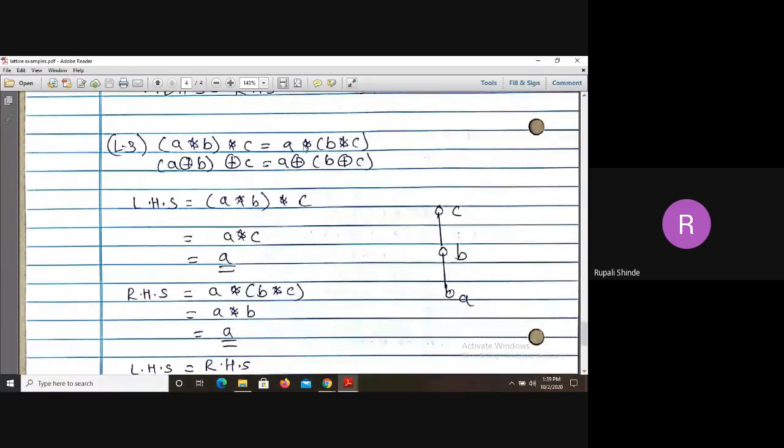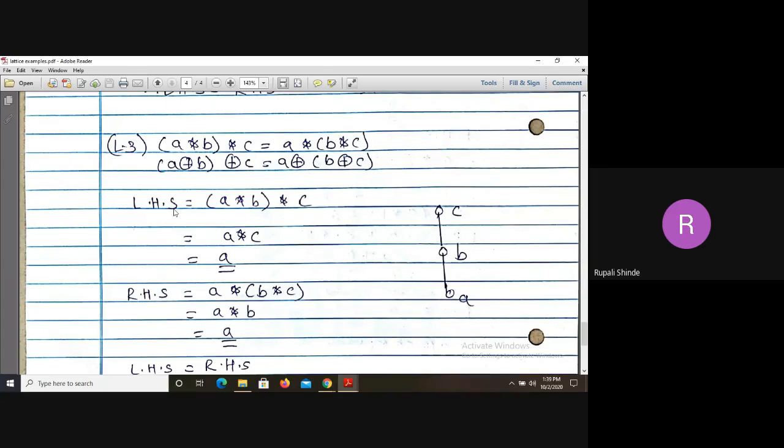Now check for RHS. RHS is given as A star B star C. Okay. So check for this bracket. First we are going to solve this bracket B star C. This one, greatest lower bound of B and C, and answer is B. So now we have to take A star B. Again we have to find greatest lower bound of these two elements A and B, and it is A.